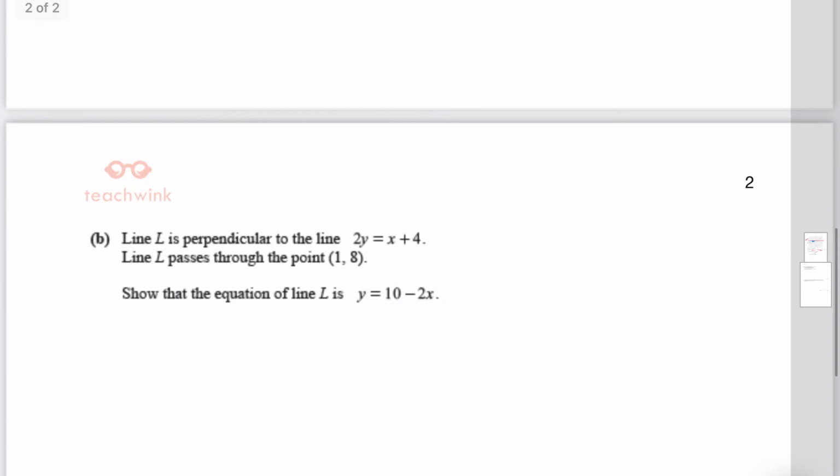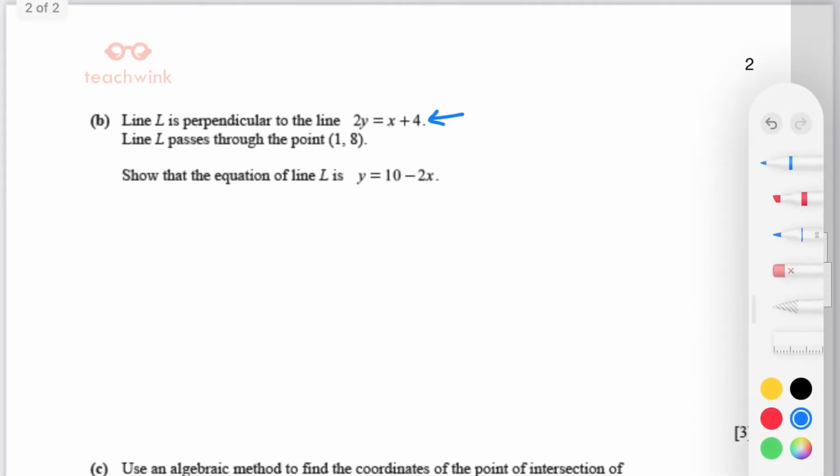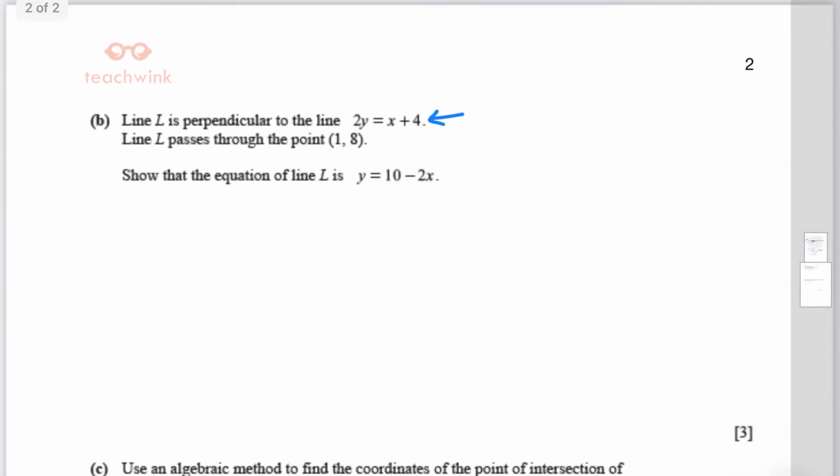Next part. Line L is perpendicular to the line 2y equal to x plus 4. Line L passes through the point (1, 8). Show that the equation of line L is y equal to 10 minus 2x. So first we need to look at this equation and find the gradient of this equation. Let's do this in red so that we don't mix the questions up. We're converting this into a standard equation, so y equal to x over 2 plus 4 over 2, which becomes 2. So the gradient, let's call it m1, is 1 over 2.